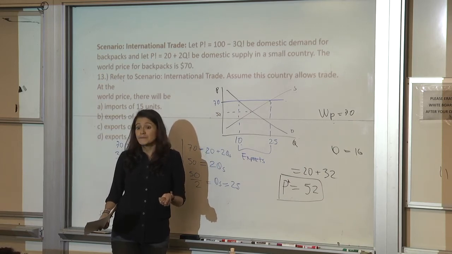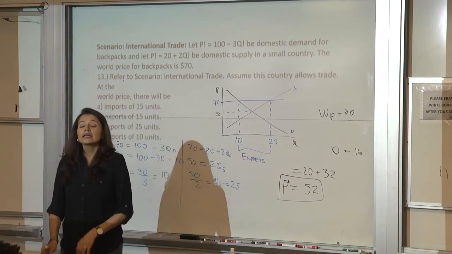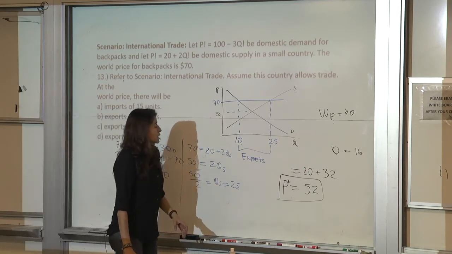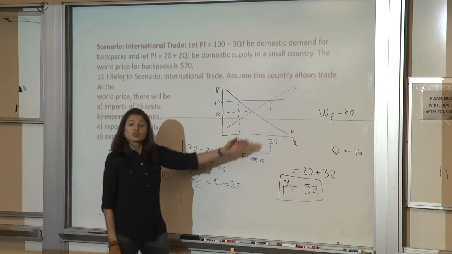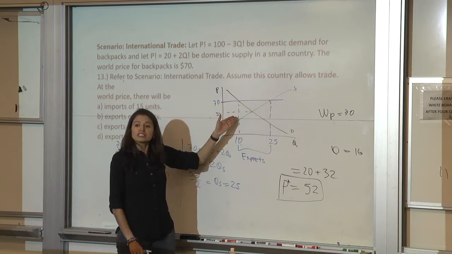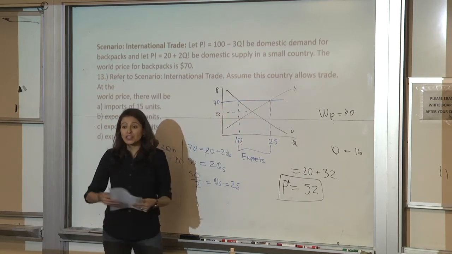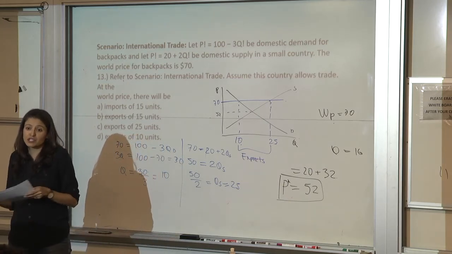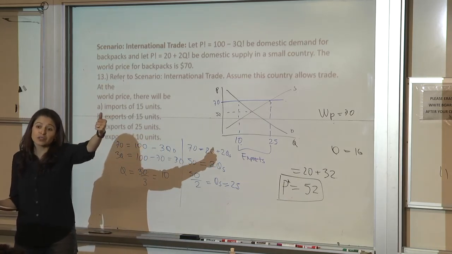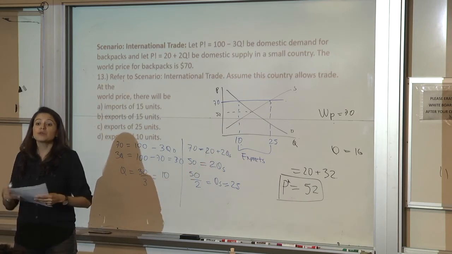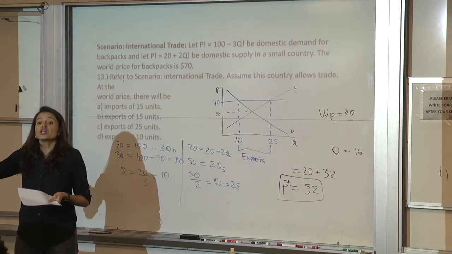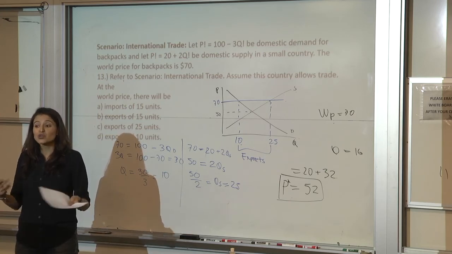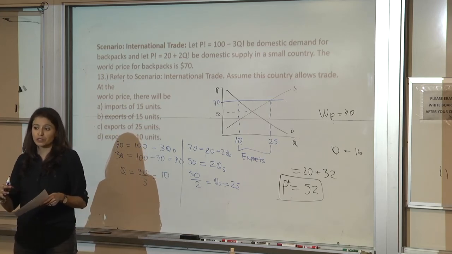Okay? Yes? Is it exports because it's on the x-axis, or why is it exports? It's exports because supply is more than the quantity demanded. So what you have in your country to offer is more than what they demand, so you sell it outside your country. That's why it's exports. It will be imports if the quantity demanded is higher than the quantity supplied, so you need to get it from the rest of the world, okay?